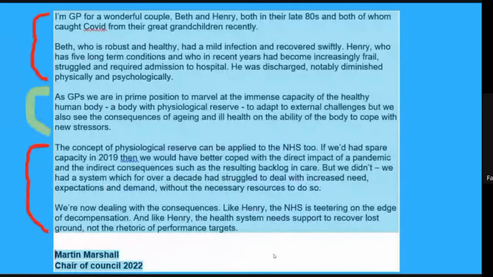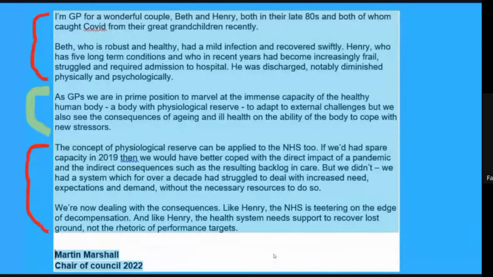So this is a good example of how we continue to reflect even way late into our career, not just for our portfolio entries. Okay, so this is an email from Martin Marshall, the chair of council for the RCGP, sent back in 2022 to us. And if you look at this carefully, you will see that this follows exactly the same 4 questions that we just asked in the first slide, which is what happened, how did it make you feel, why did it make you feel that way, and what are you going to do about it?